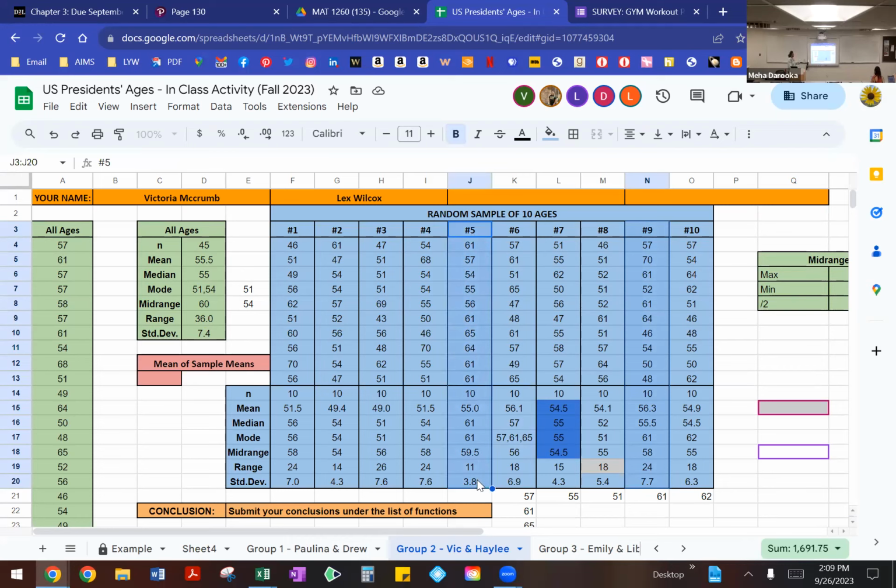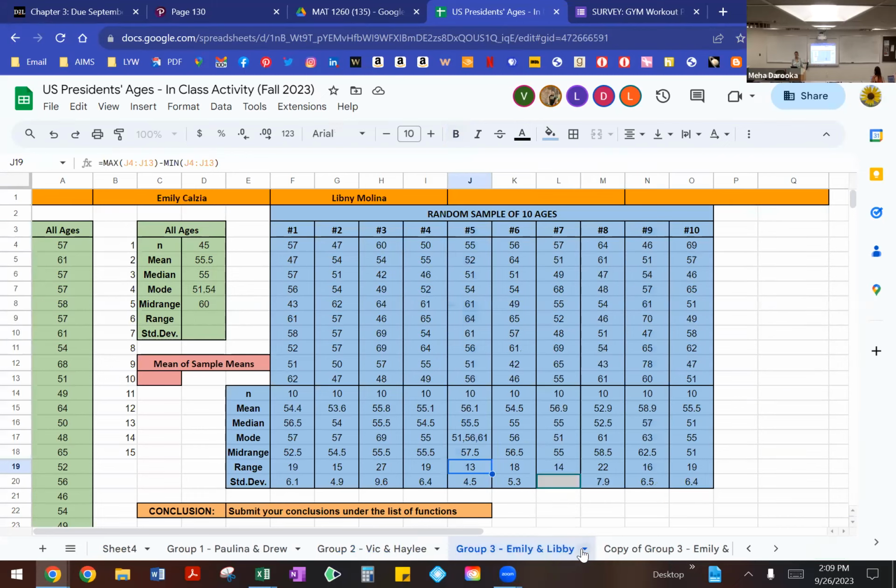So standard deviation really comes into play, especially if you're making comparisons between two sets, because then you can decide, if you need something more consistent, more closer to the mean, you want to look for a smaller standard deviation. If you need something that is more spread out, then you of course look at the larger standard deviation. And then let's see for Emily and Libby.